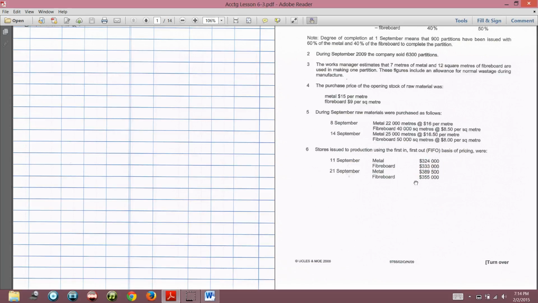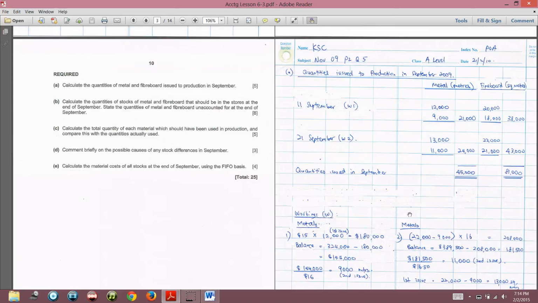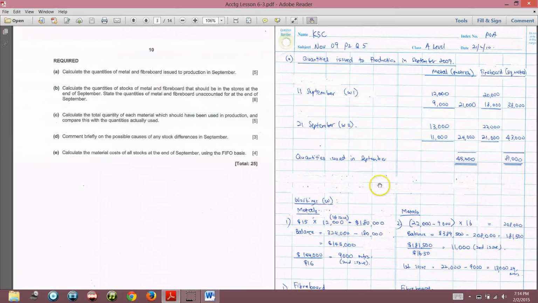So can you please have your question paper in front of you? Okay, so 11 September, I have my workings here. You see note 6, 11 September, metal is 324,000. So we are going to calculate how much is the quantity of metal on 11 September that was issued to production.